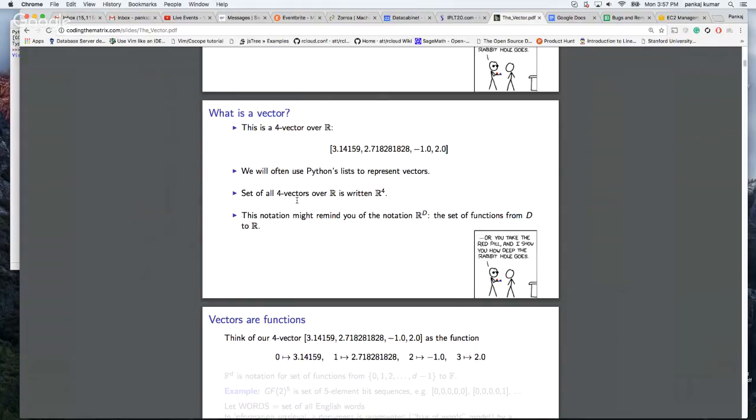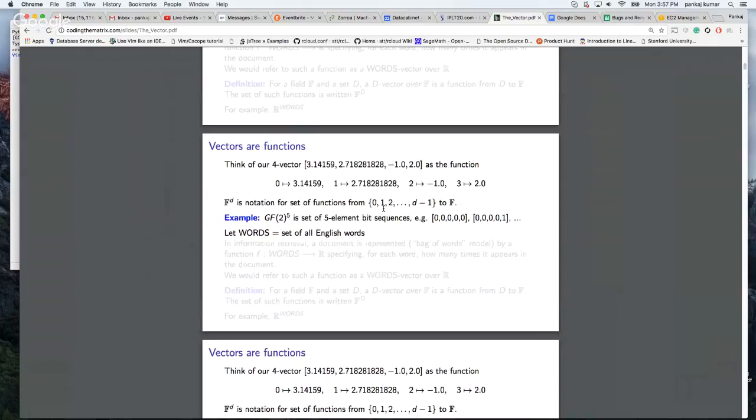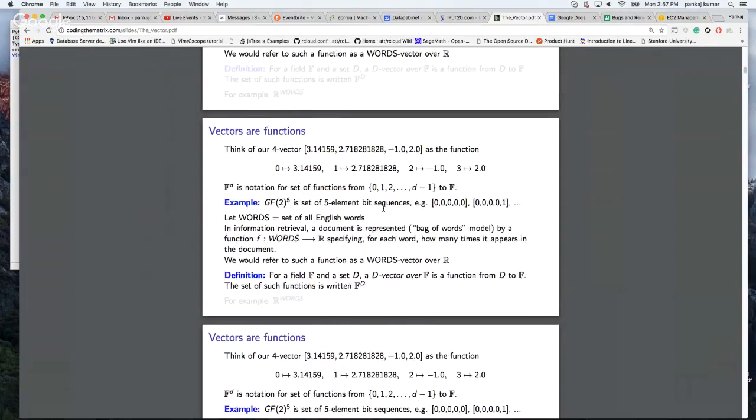And the set of all vectors with 4 elements that are real numbers can be represented by the notation R^4. This might also remind you of the notation R^D, which is the set of all functions from D to R, but there are slight differences. Vectors can also be interpreted as functions themselves.